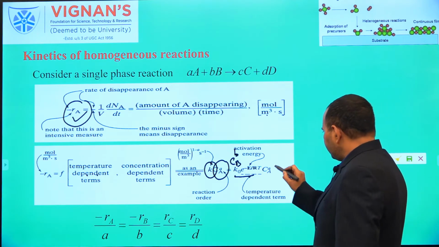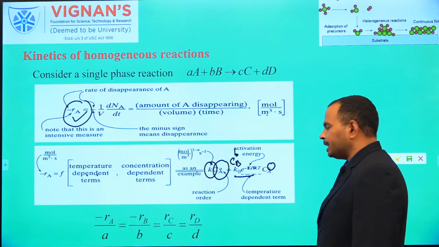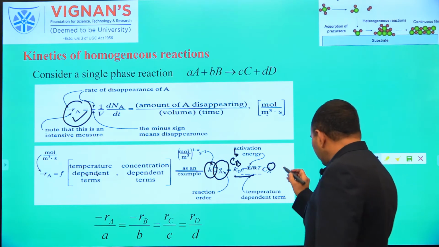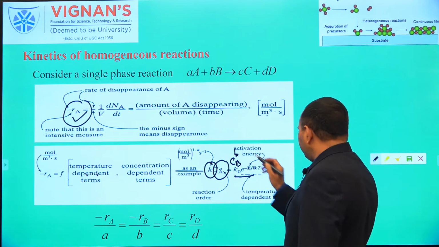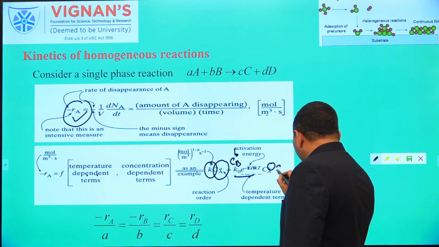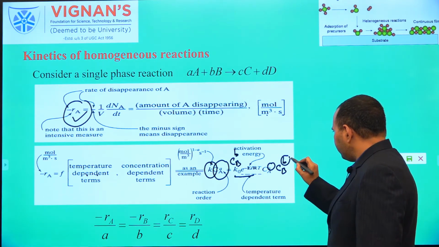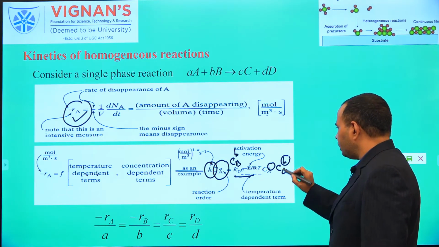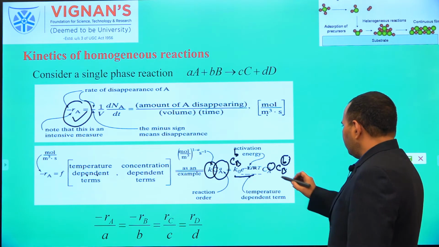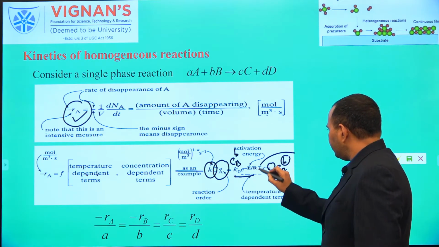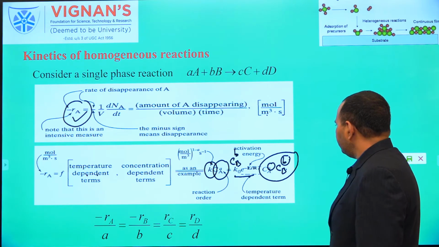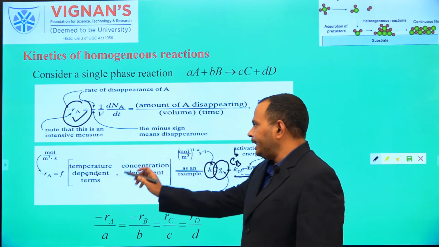Here the small a is the order with respect to A, and if the reaction is dependent on B, we write CB to the power of b. Here b is the power, that is nothing but the order with respect to B. So, these two are the concentration dependent terms in the rate equation.